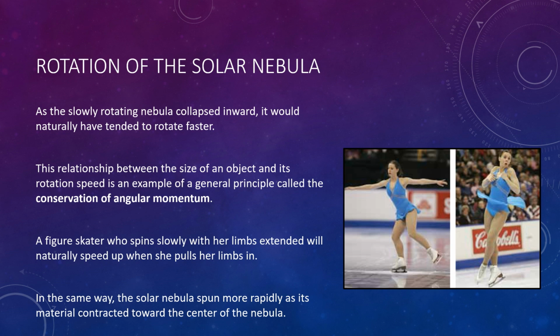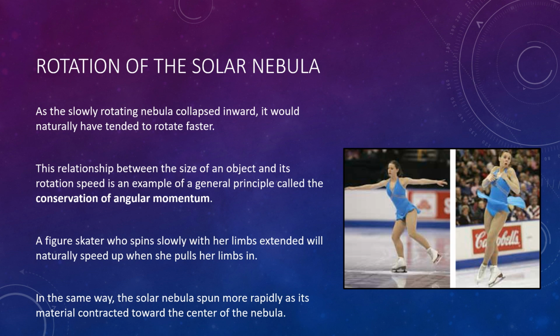If it had not been rotating at all, everything would have fallen directly onto the protosun, leaving nothing behind to form the planets. Instead, the solar nebula must have had an overall slight rotation, which caused its evolution to follow a different path. As the slowly rotating nebula collapsed inward, it would naturally have tended to rotate faster.